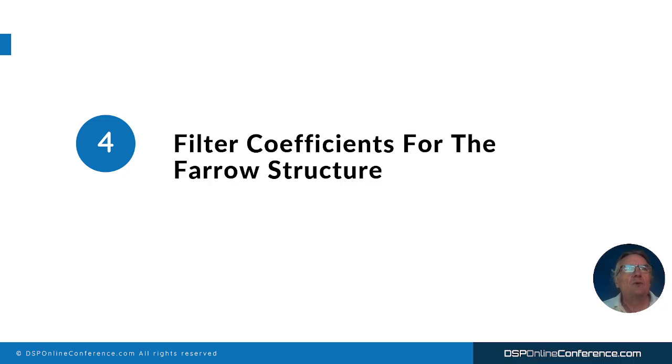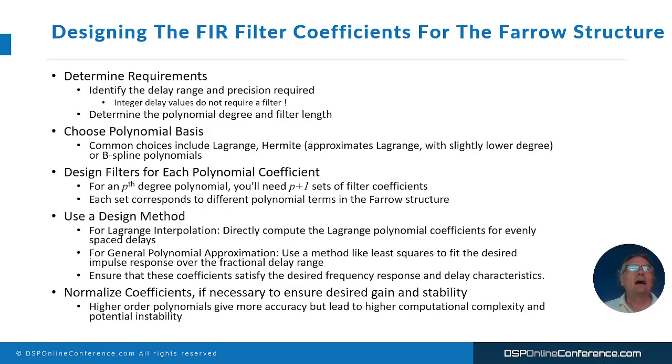What we're going to do now is look at how we use these interpolation algorithms to design the coefficients for our Farrow structure. So first, we need to identify the delay range and the precision required. From that we can determine the polynomial degree and the filter length. We need to choose our polynomial basis: Lagrange, Hermite, many different possible solutions.